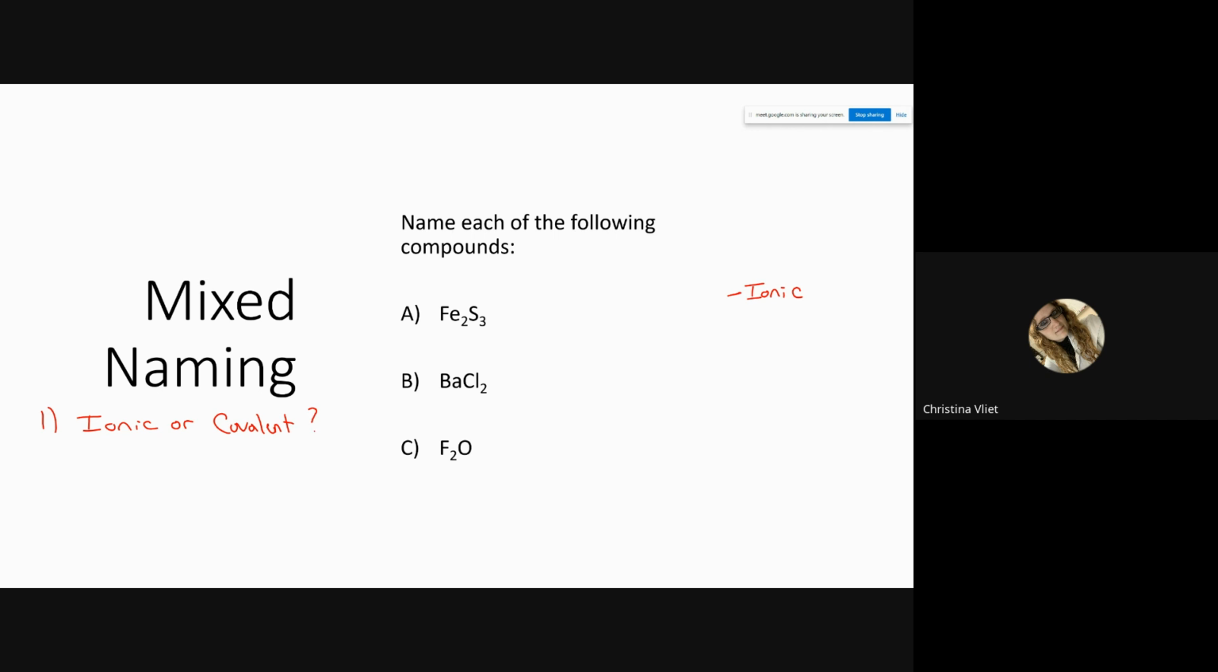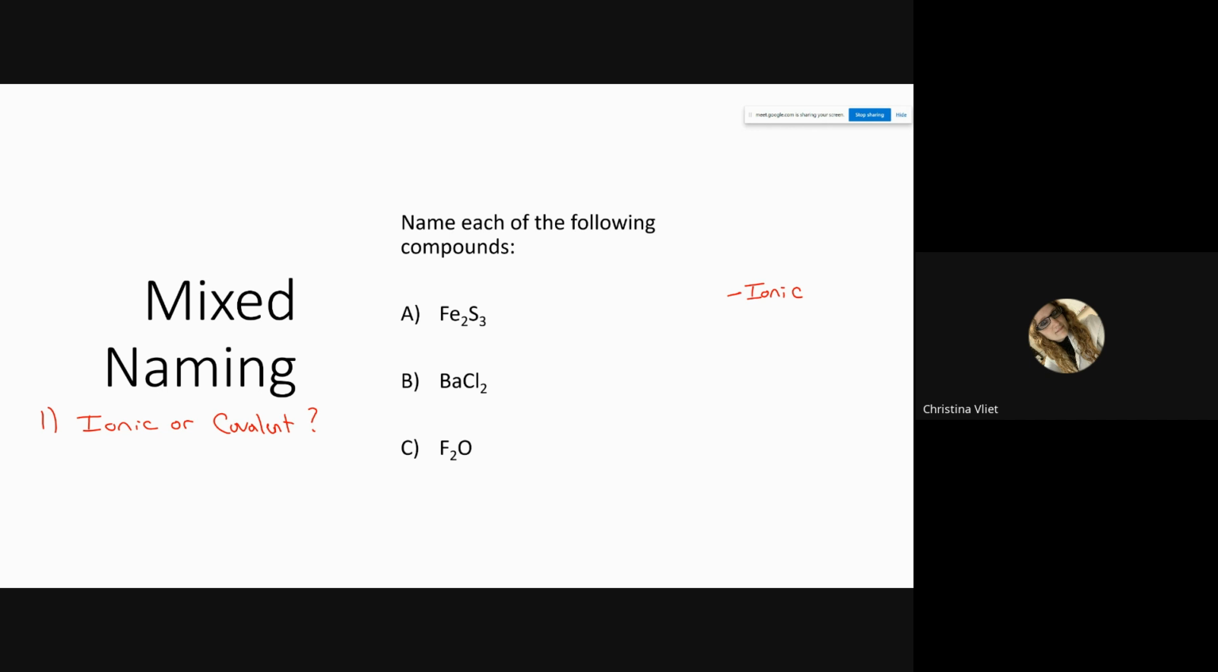Is it ionic or covalent? Okay, so that's why it's ionic. Why should I ask that question? Perfect. So then, now that I know this is not covalent, I would not be saying di or tri. I know that that's not going to be my strategy. That's why I'm bringing it up like this.